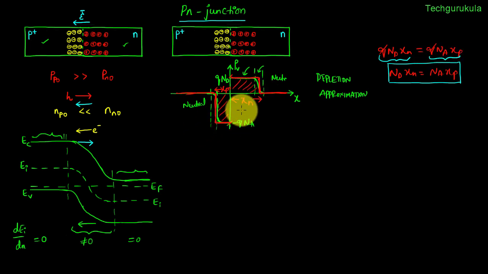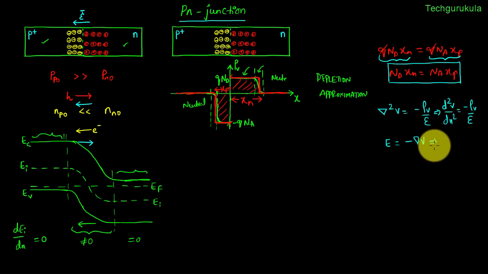Now, based on this depletion approximation, let us find the electric field inside the PN junction. Based on Poisson's equation, del square V is equal to minus rho V by epsilon, where potential is related to charge distribution, and potential is related to electric field as E is equal to minus del V. In single variable form, d square V over dx square is equal to minus rho V by epsilon, and electric field is equal to minus dV by dx. Based on these two equations, the electric field is related to charge distribution as the integration of rho V by epsilon dx. So in order to find the electric field, let us integrate this charge distribution.